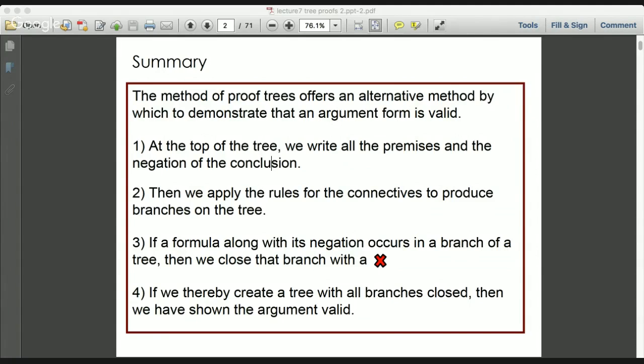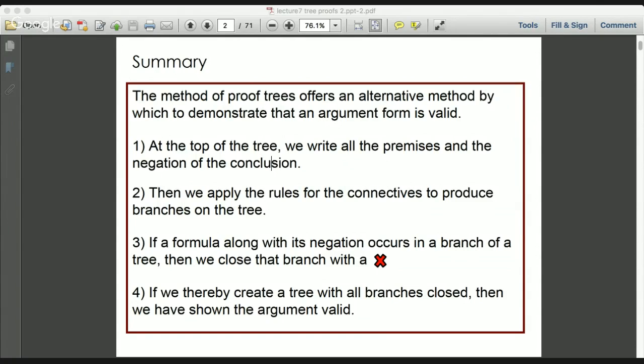So if a set or a string of formulas is inconsistent, it means that it's got P and it's got not P. It's got something and its direct negation in there. Now, if we find that every branch, after we've unpacked all of the molecules, if we go through each branch and we find that all of them close, then we say that the argument is valid.